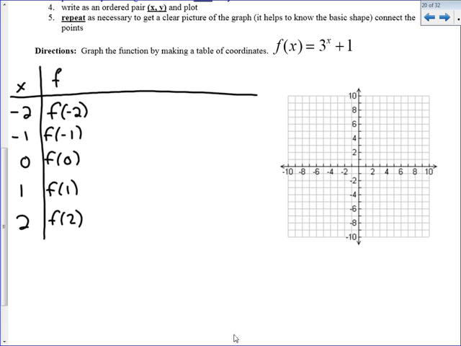But all we're going to do is take our function, 3 to the x plus 1, and evaluate it 5 separate times, just like that little activity I gave you at the start of class.